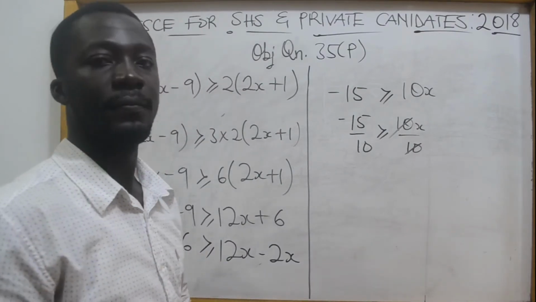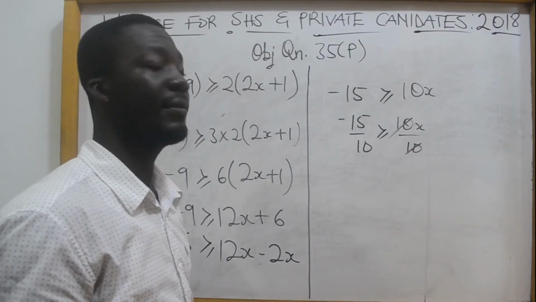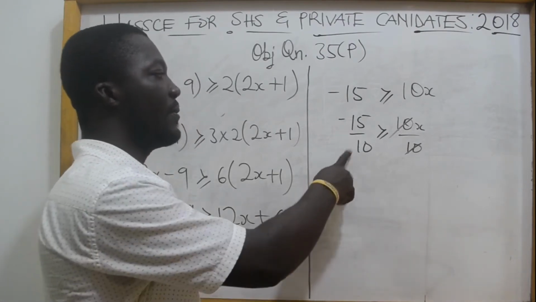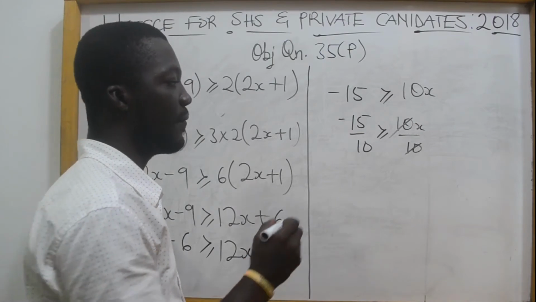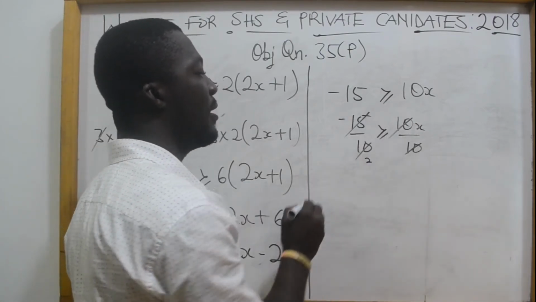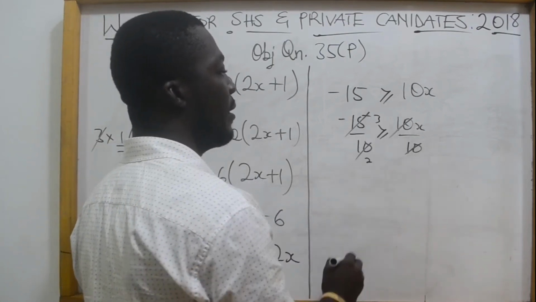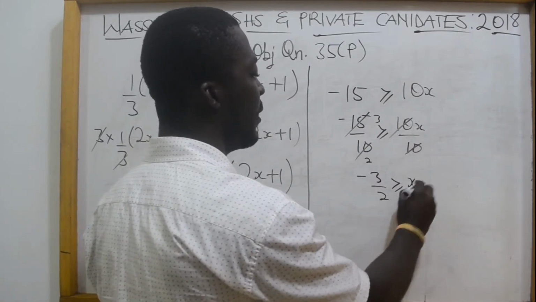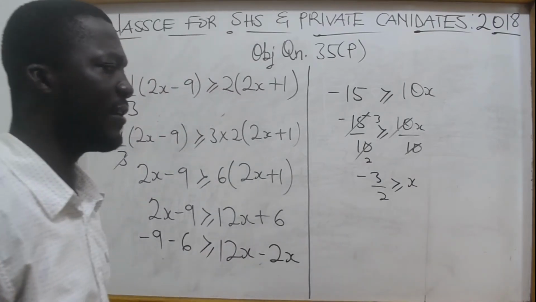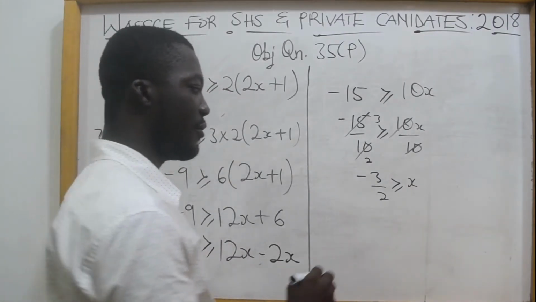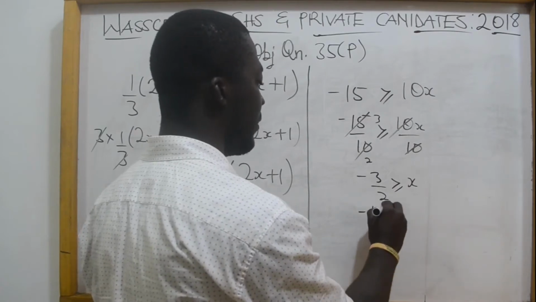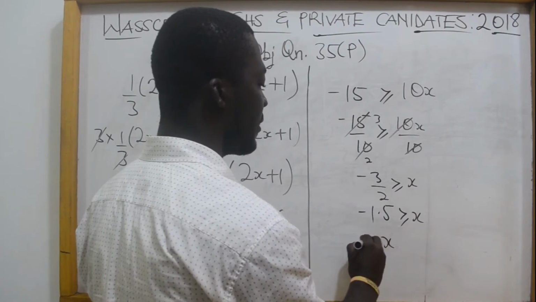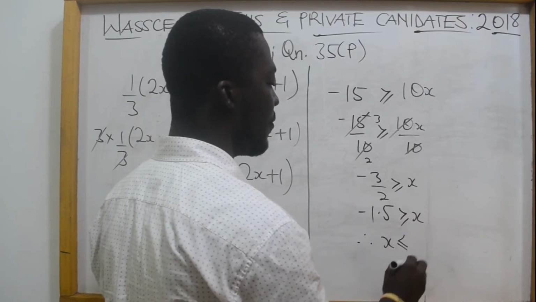Then there is a number or a factor 5 which can go into 10 and 15. So 5 into 10 is 2 and 5 into 15 is 3. Then we get negative 3 out of 2 is greater or equal to x. Negative 3 out of 2 can also be written as negative 1.5, which is greater or equal to x. Therefore, x is lesser or equal to negative 1.5.